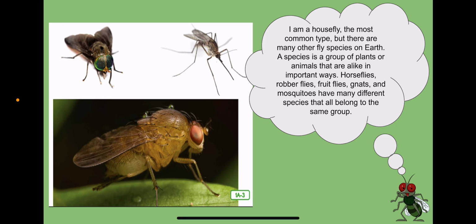I am a housefly, the most common type, but there are many other fly species on Earth. A species is a group of plants or animals that are alike in important ways. Horseflies, robber flies, fruit flies, gnats, and mosquitoes have many different species that all belong to the same group.